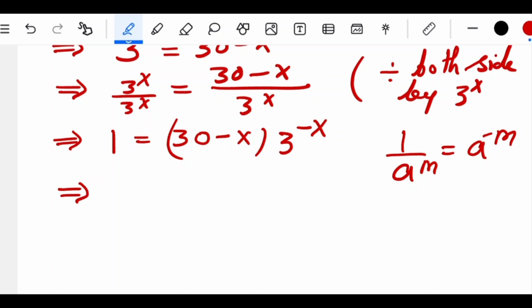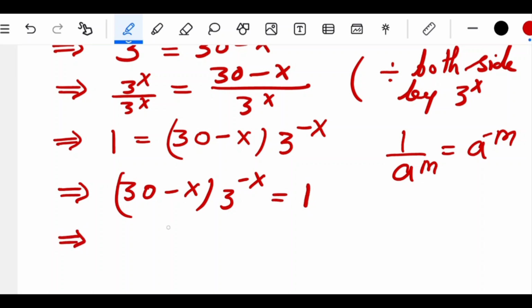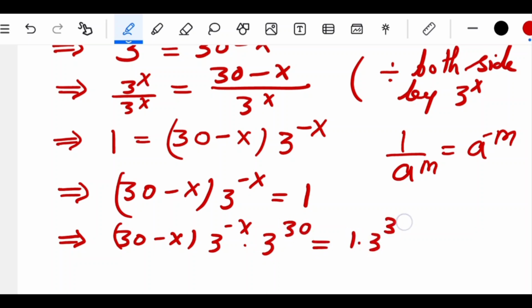Now both sides we multiply by 3 raised to 30. Before this, we can write the same equation in such a way. Next step, multiply by 3 raised to 30: 30 minus x, 3 raised to minus x, 3 raised to 30 is equal to 1 times 3 raised to 30. Multiply both sides by 3 raised to 30.